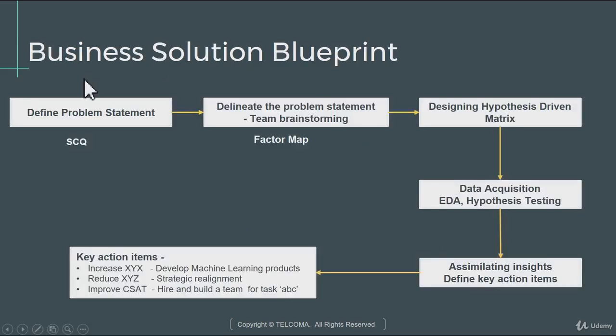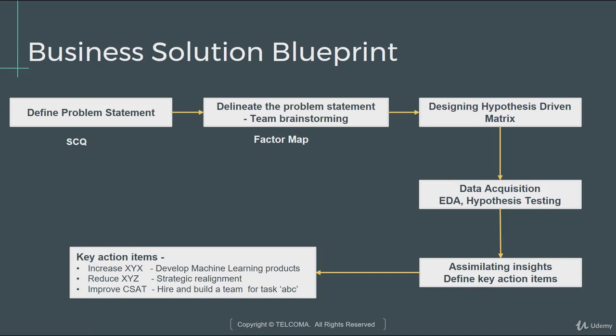So coming back over here, we move on from defining the problem to understanding the factor map, designing the hypothesis matrix, acquiring data, performing EDA and hypothesis testing. And once we have all answers neatly documented, we would assimilate the insights and define key action items. So once you have a clear understanding that each of your hypotheses is either true or false, whenever a hypothesis is true, that will have a certain associated action item. Whenever a hypothesis is false, that would also have certain action items.